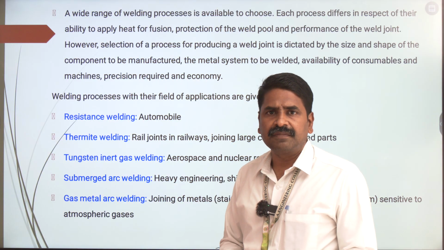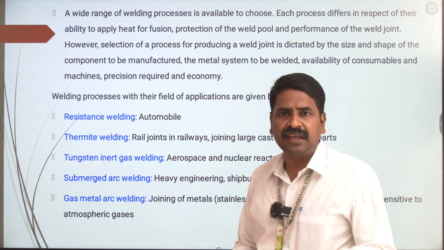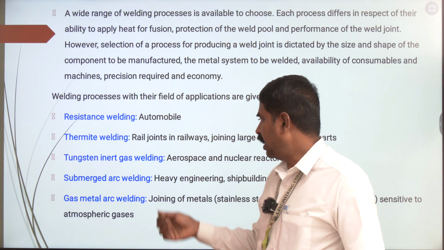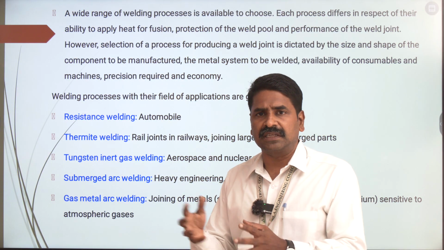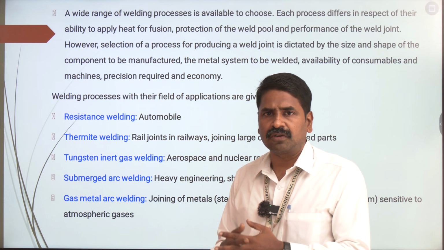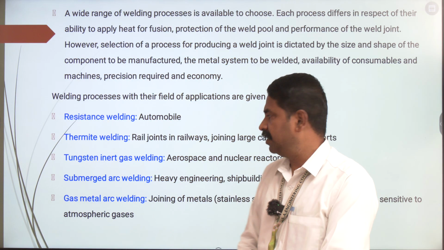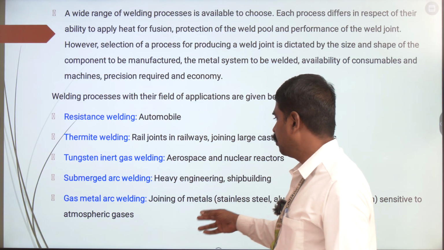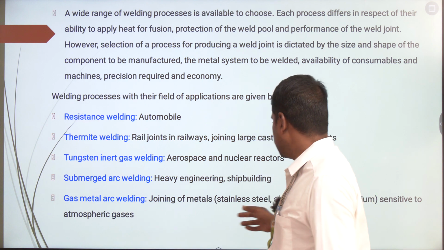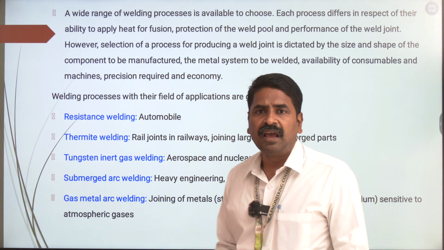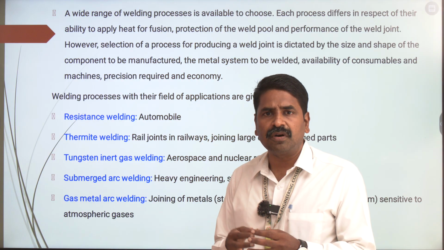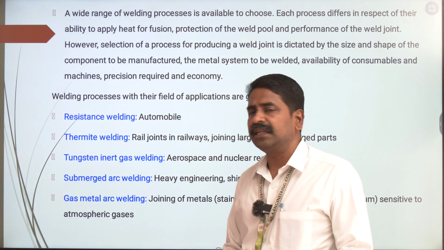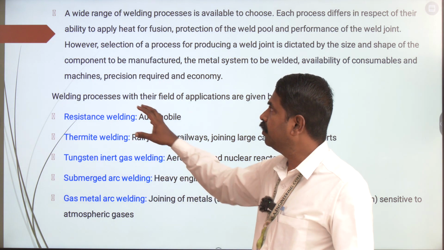Then comes your TIG welding, that is your tungsten inert gas welding, which is going to be used in aerospace and nuclear components, followed by your submerged arc welding, and it is going to be used in fabrication of shipbuilding structures. The hull structure etc. of the ships are going to be fabricated using this submerged arc welding. And then you are going to have your gas metal arc welding. As you can see, this gas metal arc welding is going to be used for joining different types of metals, starting with stainless steel, aluminum, magnesium etc. And all these materials are going to be sensitive to atmospheric gases. So they are going to be fabricated using gas metal arc welding, which is going to be called your GMAW.